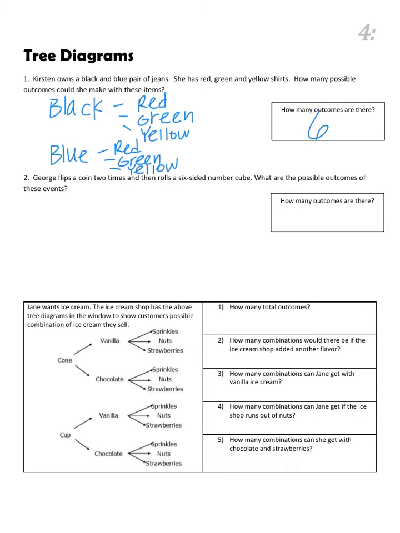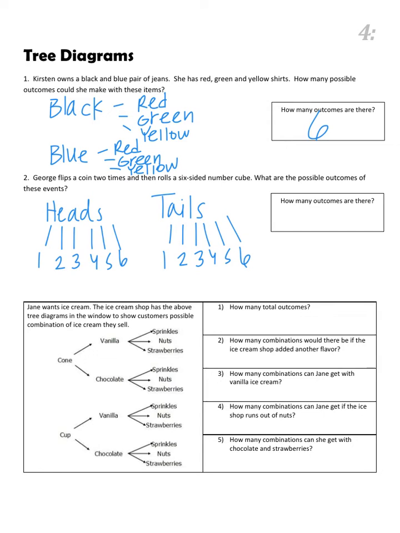Alright, number 2. So George flips a coin 2 times and then rolls a 6-sided number cube. What are the possible outcomes of these events? Alright, so your 2 outcomes for a coin would be heads or tails. Then he rolls a 6-sided number cube, so assuming that's fair and it goes 1 through 6, I put those branches underneath heads and tails. That gives me a total of 6 plus 6, so 12 different outcomes. Try numbers 1 through 5 down below and then check yourself with me.